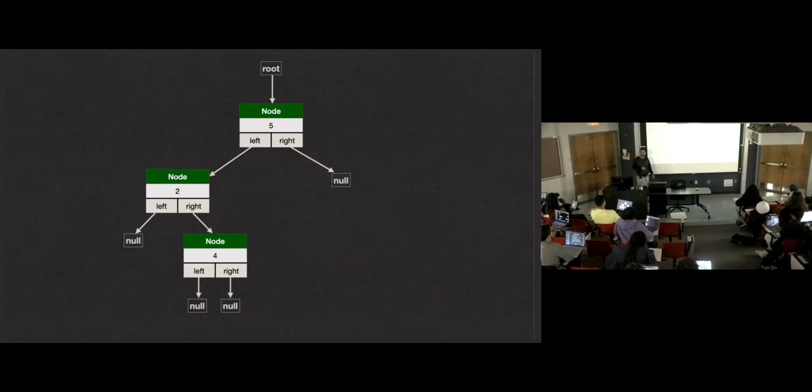We can have all four cases. We can have left and right both being null. We can have left being null, but right being a reference to a node. We can have right being null and left being a reference to the node. Or we can have left and right both being references to nodes. All four cases are valid.